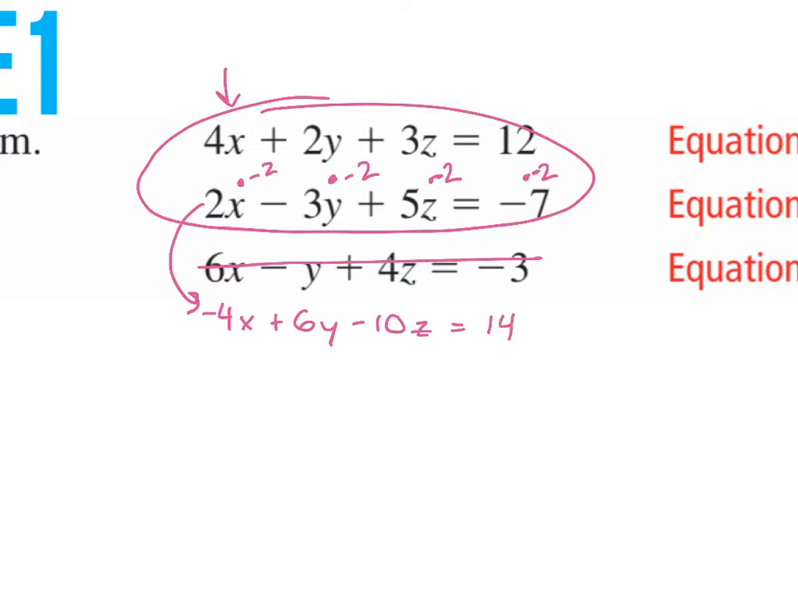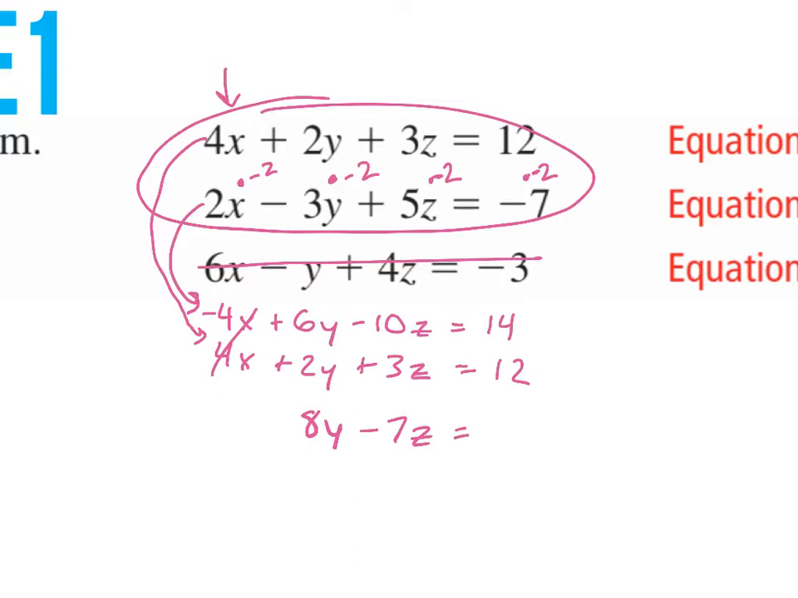So now we're combining equation 1 and our new equation 2. If it helps to see it, rewrite equation 1 down here so we can line it up. So we have 4x plus 2y plus 3z is equal to 12. All I did was rewrite equation 1 below it so we can line them all up. Now we combine the 2. So our x's cancel out. 6y plus 2y becomes 8y. -10z plus 3z becomes -7z. And then we have 14 plus 12, which is 26.